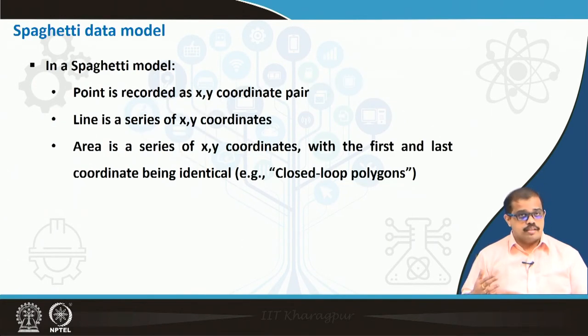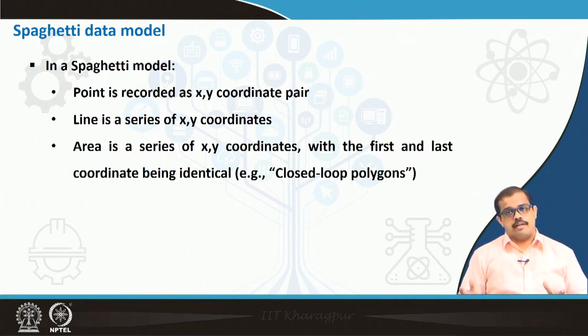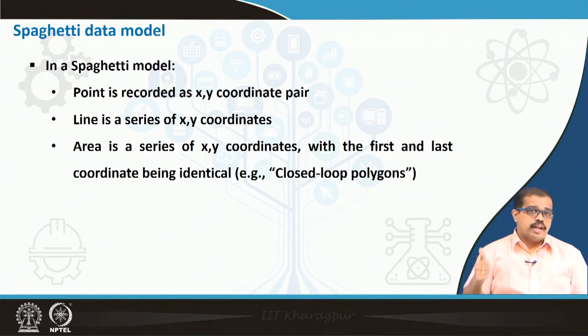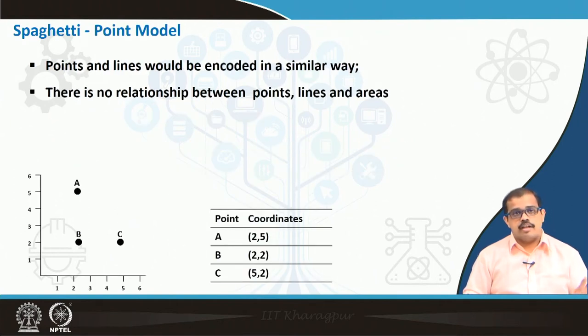And when we look at the spaghetti model, the point is represented in the form of an x, y coordinate pair. The line is a series of x, y coordinates. So, there is no change in definition. An area is a series of x, y coordinates with the first and the last coordinate being identical. This is nothing but a closed loop. It is the same definition. Points and lines would be encoded in a similar way. There is no relationship between points, lines and areas when you are looking at a spaghetti model.